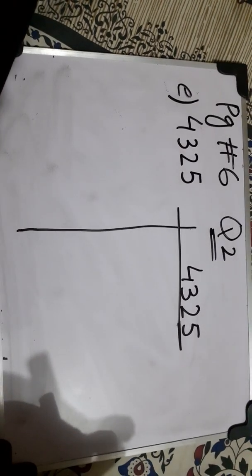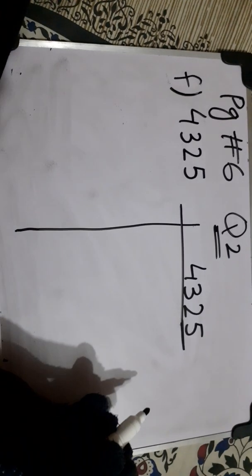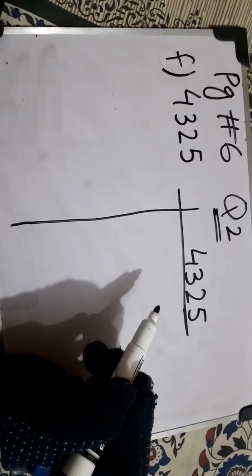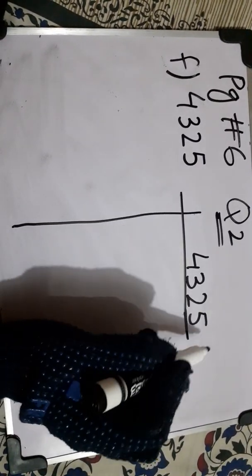Now we have question number F. It's a 4-digit number, so maybe it is a long question. Now look, the last digit is 5, which means it can be divided by 5.